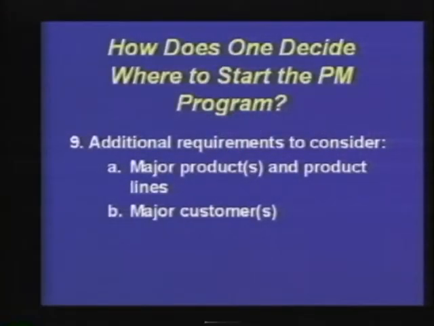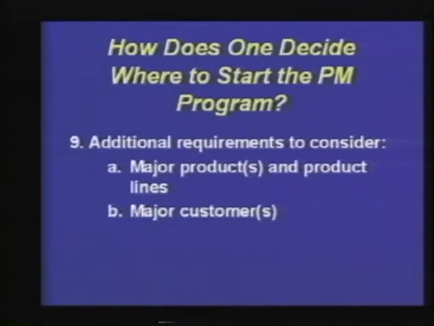Additional requirements to consider would be major products or product lines where they are produced, like maybe sub-assemblies or assembly lines, or major customer requirements. Now, where would I get the answers to 9A and 9B? From the sales and marketing department.